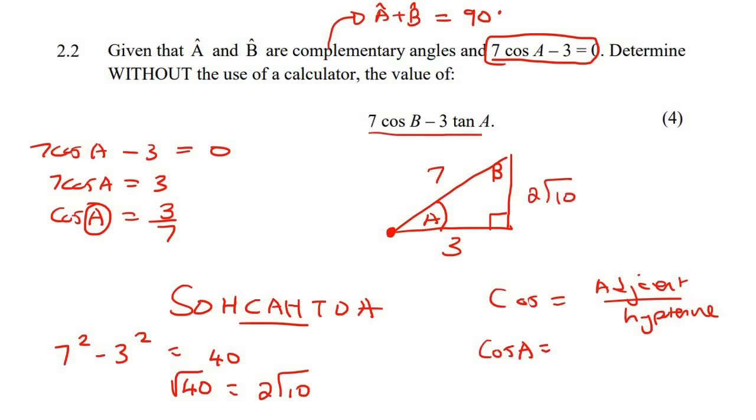Now we can take this part over here, which says 7 cos B. Okay, and then 3 tan A. So let's go work out cos B. So cos B, now we are looking at this angle here.